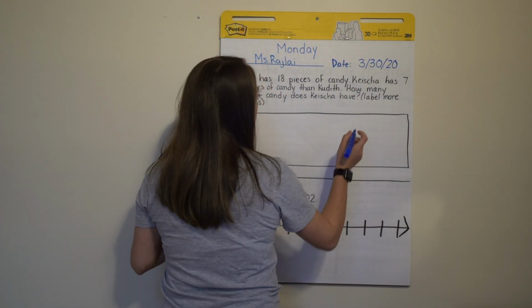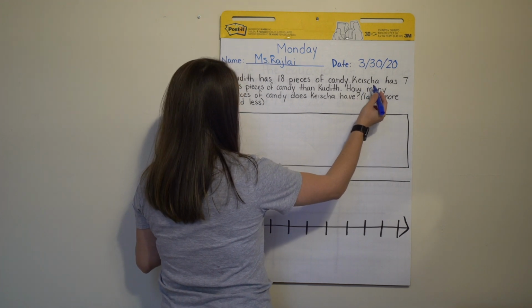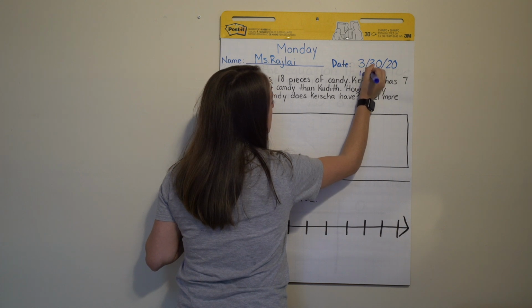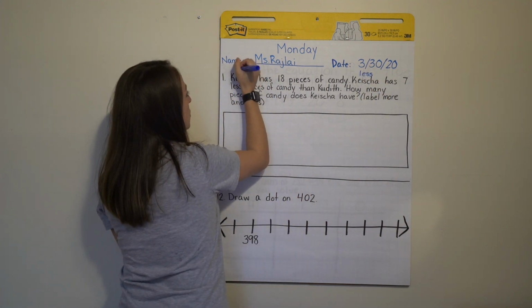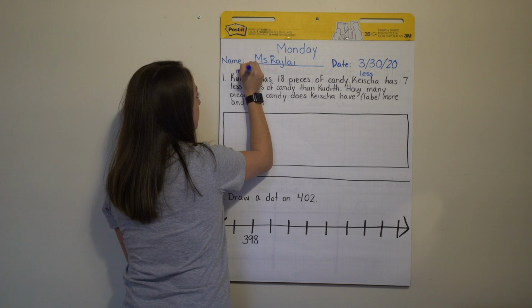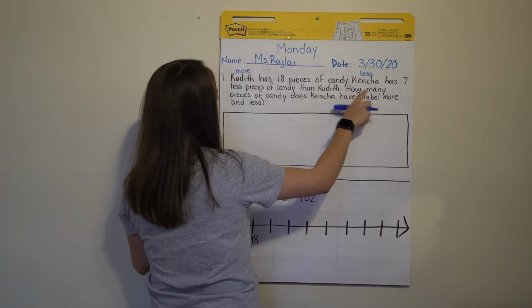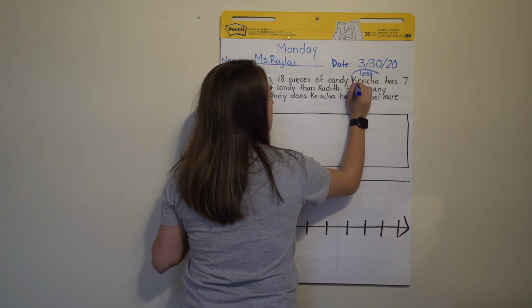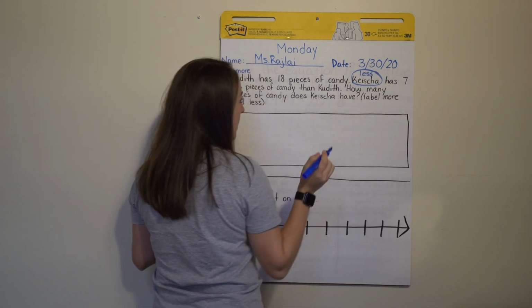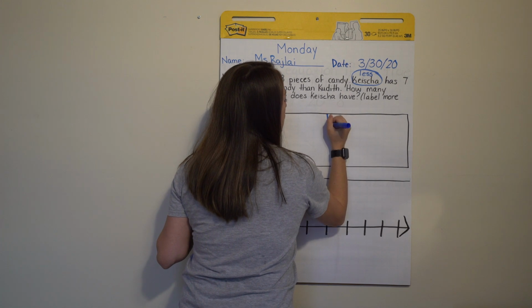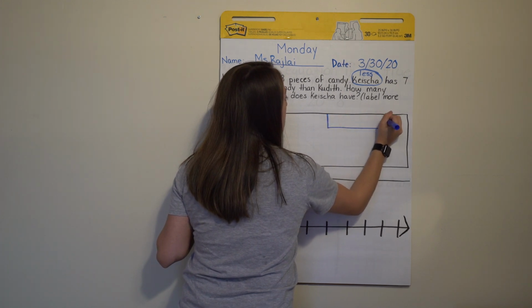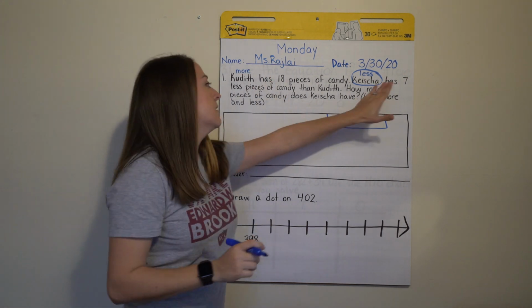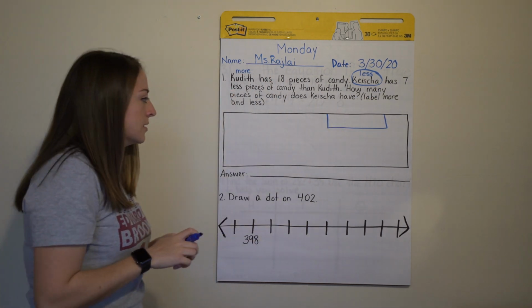Okay, so Keisha, in this sentence, it says that she has 7 less. So we know that she has less. And that means that Cudith would have more. Reading the question, it says, how many pieces of candy does Keisha have? Because Keisha has less, now we should know what we're going to write for our number sentence. The numbers are 18 and 7. So you can write the number sentence now.